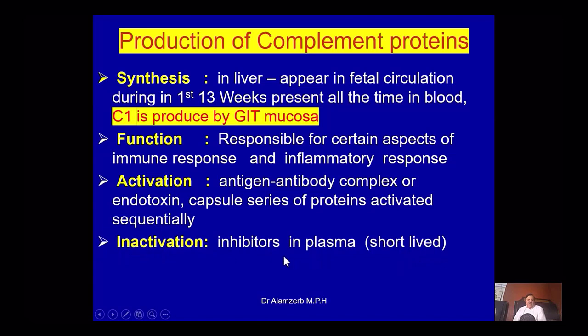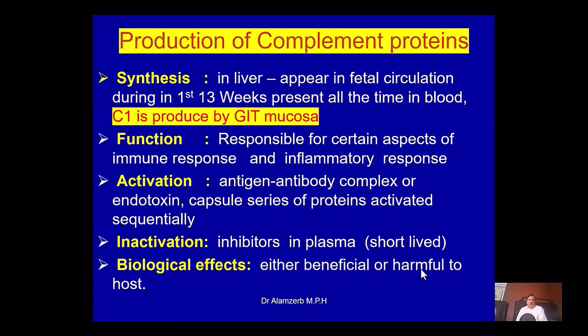Inactivation or inhibition of these proteins is caused by inhibitor substances which are present in the plasma. When there is no abnormality or disease in the body, no antigen and no bacteria in the body, these proteins are present in inactive form, and their lifespan is short. They are short-lived. They do beneficial activity for the body, or they may also be harmful to the host.